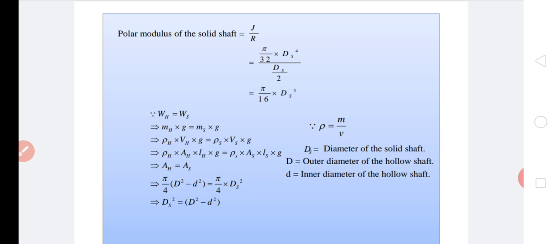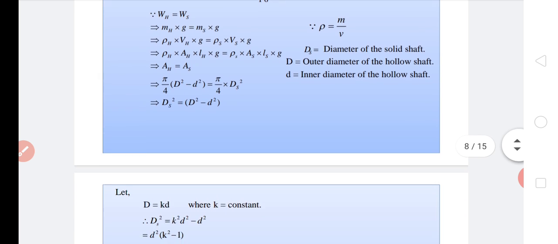So we can write A of H, the area of the hollow shaft, equals A of S, the area of the solid shaft. That is pi by 4 into capital D square minus small d square equals pi by 4 into ds square, where ds is the diameter of the solid shaft. So ds square equals capital D square minus small d square.